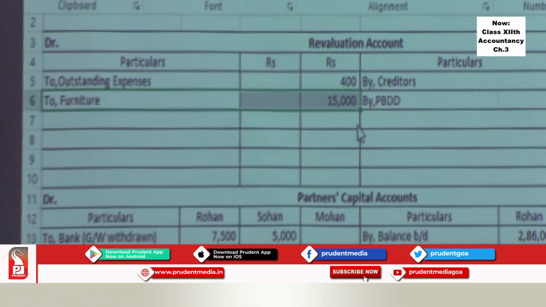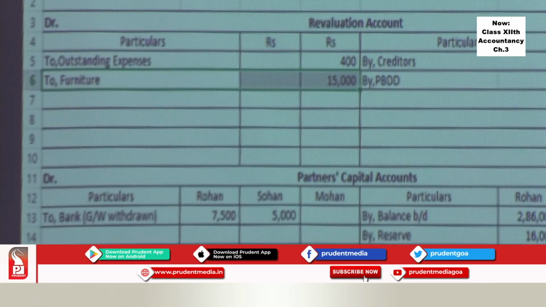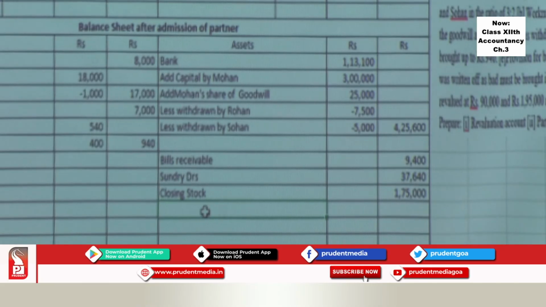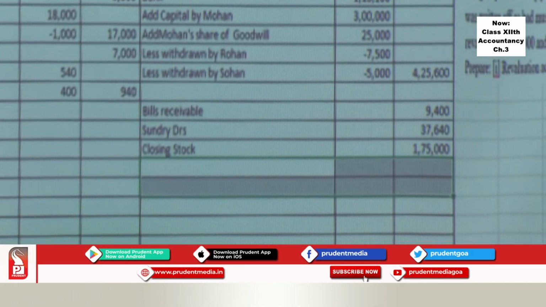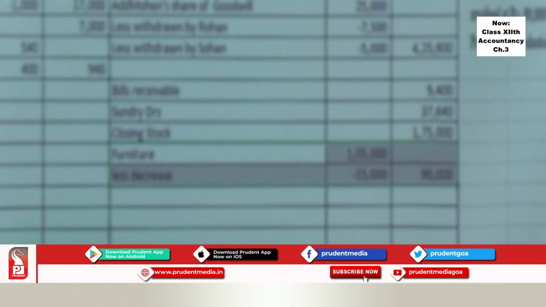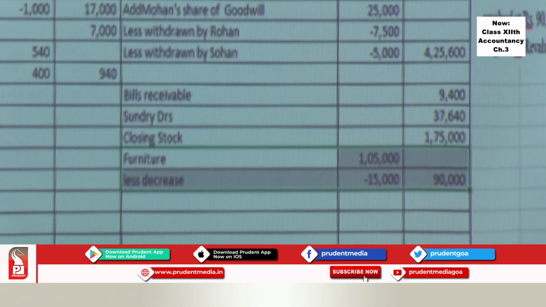Now as this loss is considered, what is the real value of furniture? The value of furniture in our books will now be less by 15,000 rupees. So from 1,05,000 rupees, we will minus 15,000 and we will get 90,000 rupees as the value of furniture.